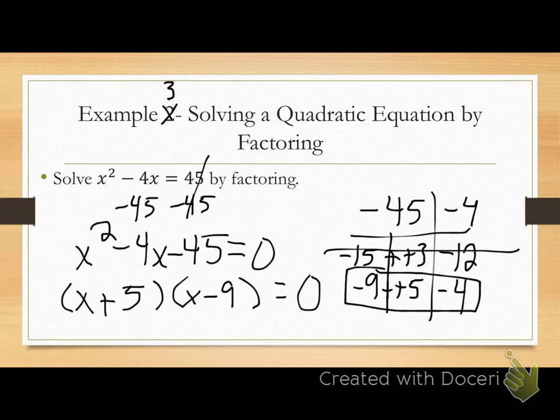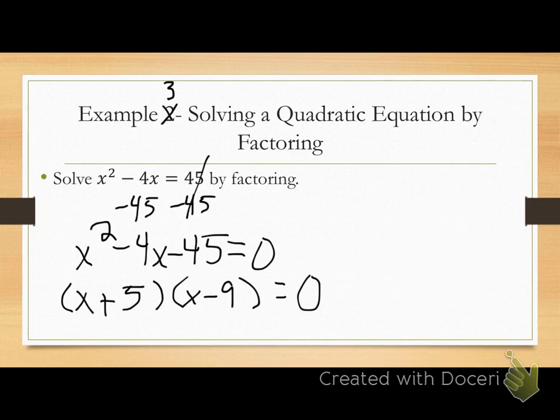Can I erase my t-chart? So the 0 just stays. So let's use our zero product property now. X plus 5 is my A, and x minus 9 is my B. They're being multiplied together and they equal 0. So using my zero product property, I know one of these factors or both of them must equal 0, right? So what can I do?